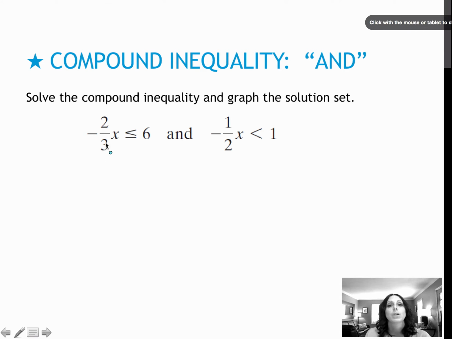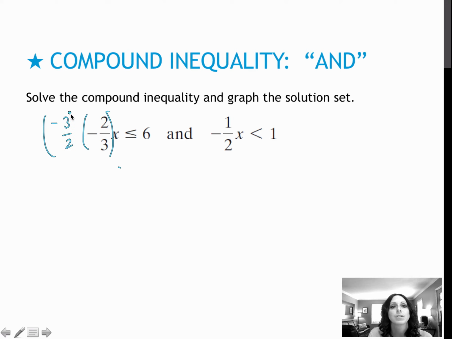For my first one, yes, we're dealing with fractions, but that doesn't change anything. Remember that to get rid of a fraction, I'm simply going to multiply by the reciprocal. So negative 2/3, the reciprocal is negative 3/2. And I'm going to do that to both sides of this. And if you're taking a fraction times a whole number, you can turn it into a fraction if it makes you feel better. On this side, the negative 3 and the negative 3 cancel, the 2 and the 2 cancel, that gives me an x.